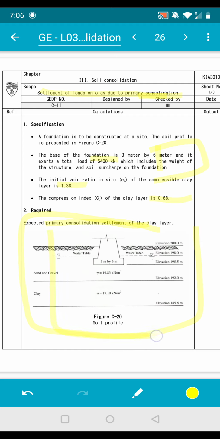So understand this profile. You have an elevation of 200 meter for the ground surface. You have your footing here of a rectangular section. And you have 2 layers, which is sand and gravel for the first layer and clay layer for the second layer.